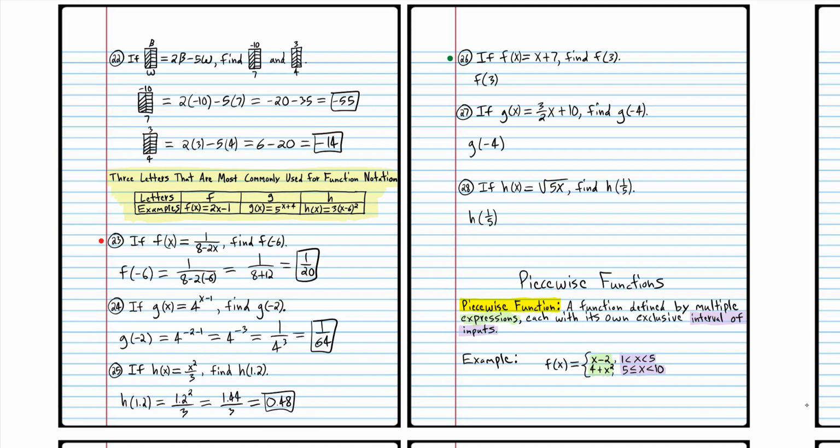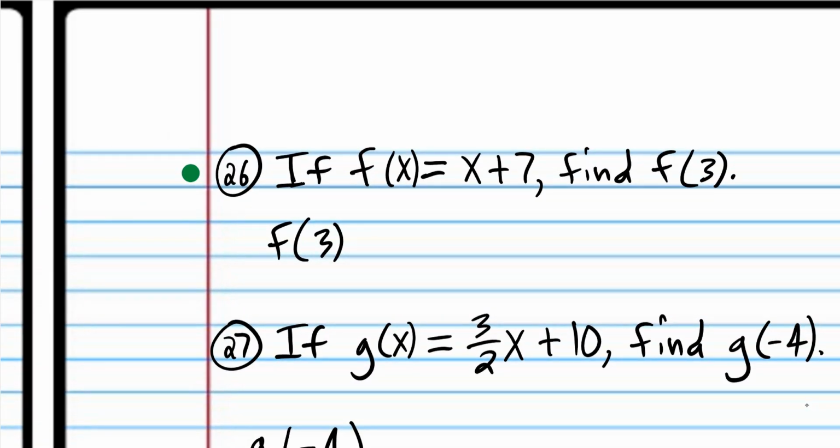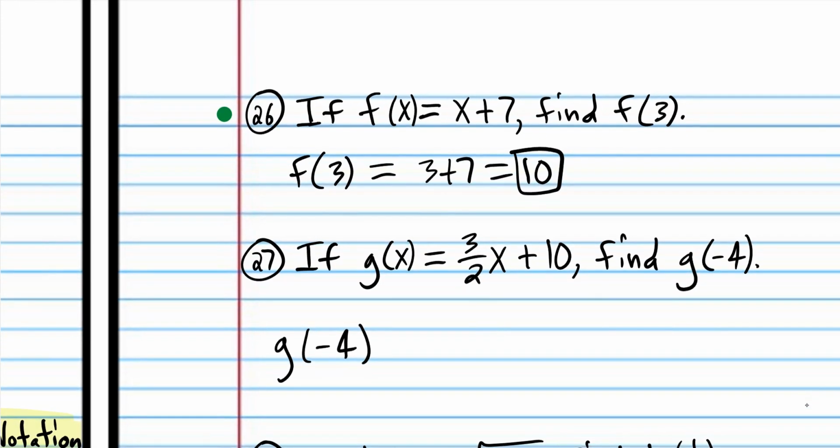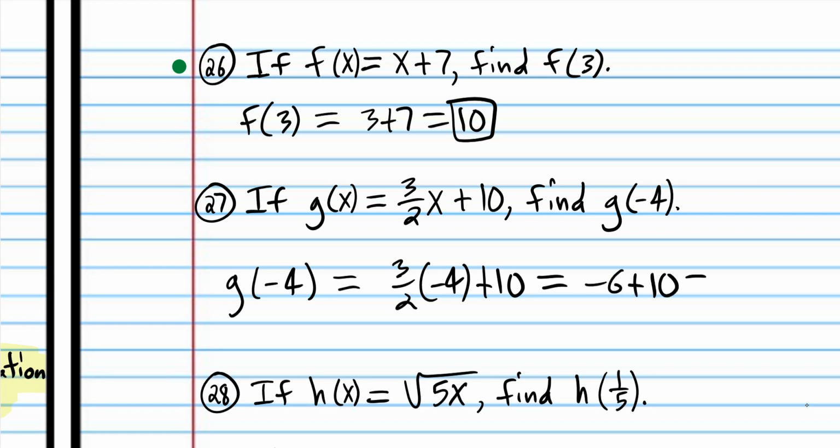Okay, we're back. So if the input is 3, what is the output? The output is 10. So that's what we're doing here. We're looking for f of 3. If the input of the function g is negative 4, what is the output? Well, the output is negative 6 plus 10, which is 4.